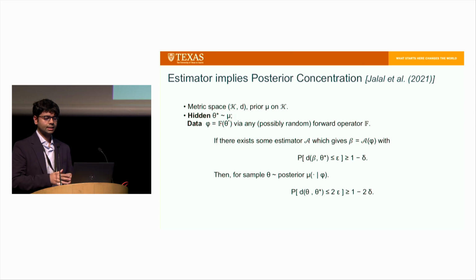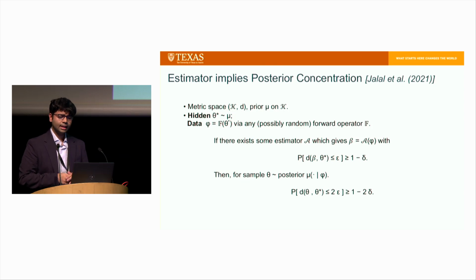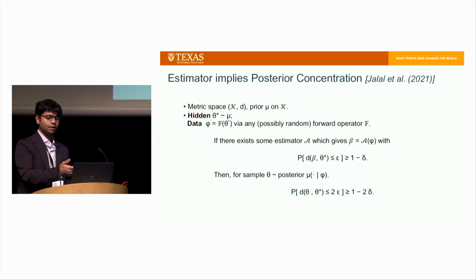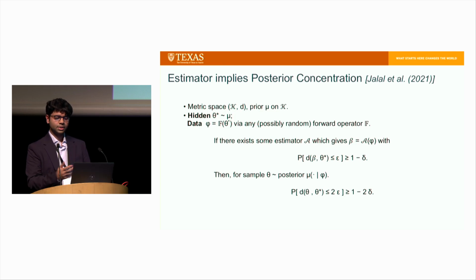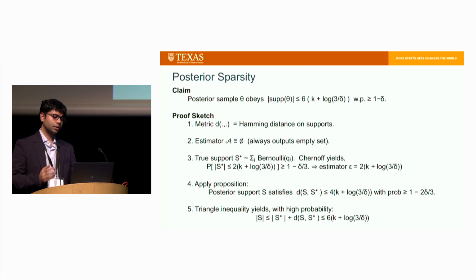You have a metric space and a distance metric D on that. A prior exists on that space, and you sample a theta star from the prior, and you generate data using this theta star. So this is a general version of our model as well. Then they state that if you have an algorithm that is able to process this data and give you an estimator beta, such that it's epsilon close with high probability, then the posterior sample must also satisfy this property, maybe with a factor of 2 epsilon. This is a pretty strong and general result, and we use it to show contraction for our posterior as well. So how do we do that?